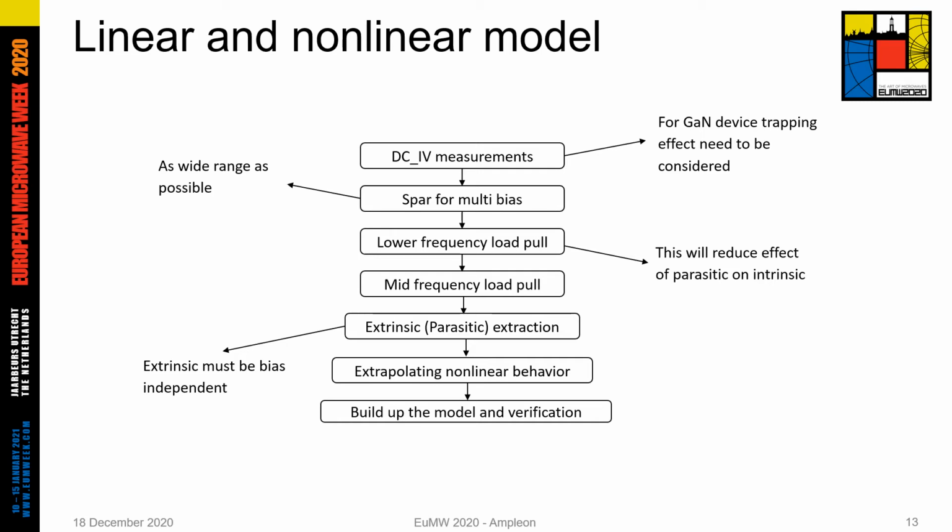Then we will do the S-parameters for multi-bias. This needs to be done as wide as possible in terms of the frequency and also in terms of the bias, because this information we will later use to extract the parasitics and the intrinsic model.